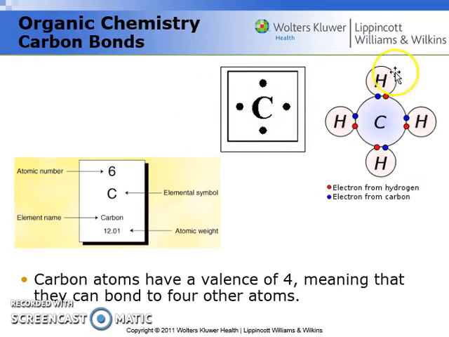Once the hydrogen atoms are added, that makes this molecule a little bit more stable. And we have gone from a carbon atom to now a carbon molecule that contains hydrogens. And so the molecular formula for this structure would be CH4.